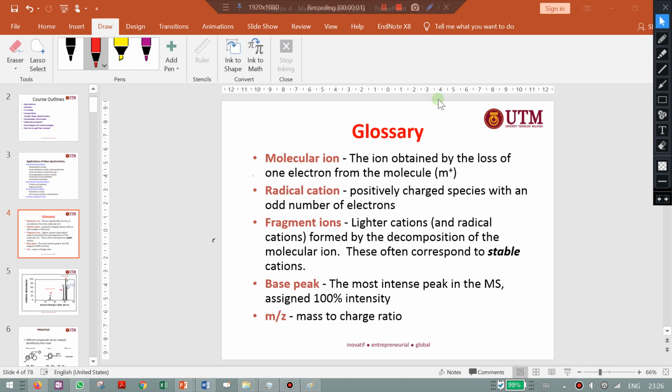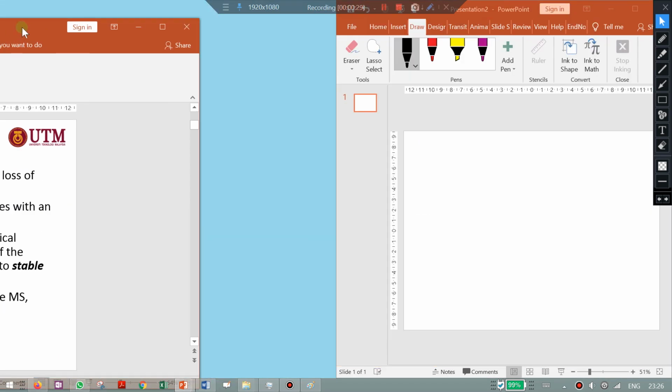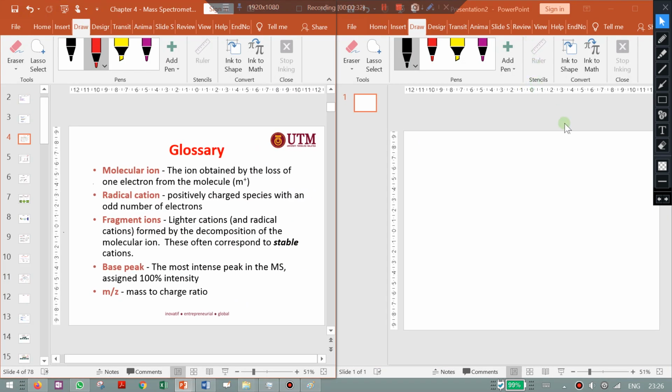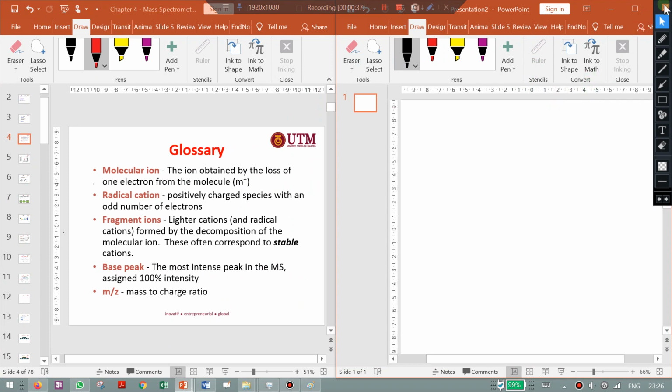Here is the glossary. We will look into a few terms that are really important in mass spectrometry. The first three terms here are really related. The first is the molecular ion. The second is the radical cation. The third is fragment ions. A molecular ion is the ion obtained by the loss of one electron from the molecule. To look into this, I need to draw a little bit, so I will proceed later.